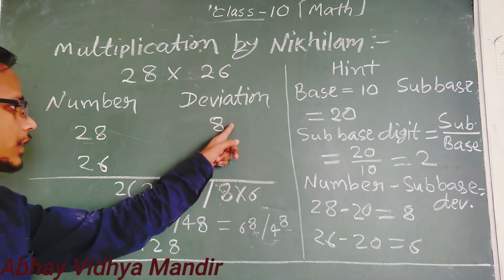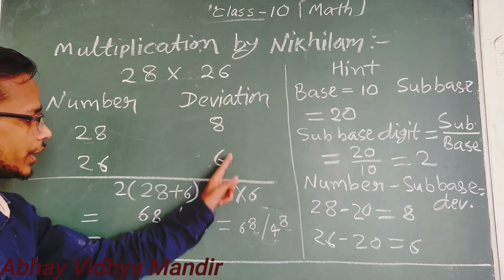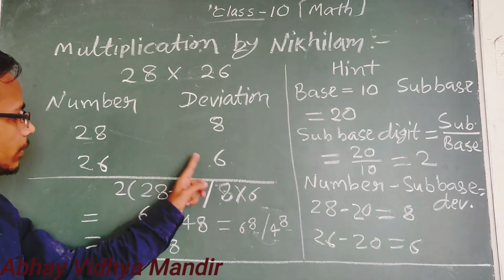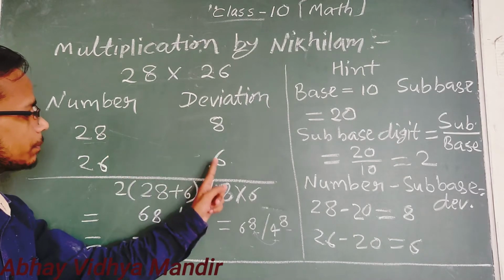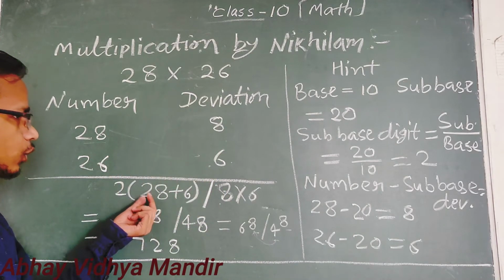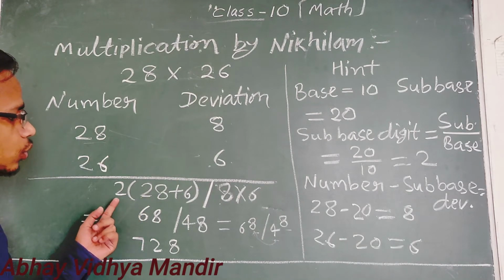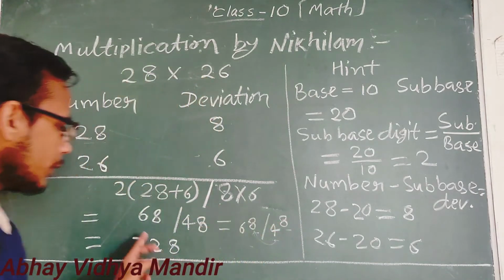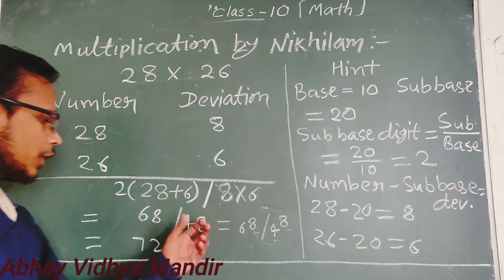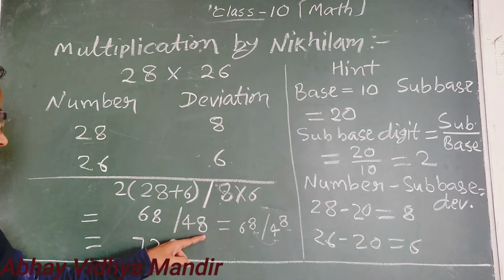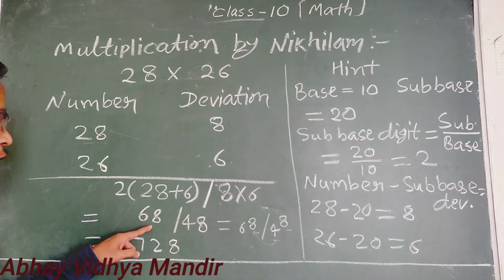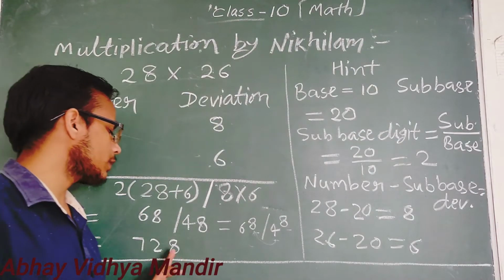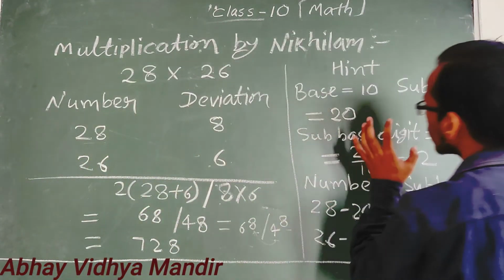Again, listen. First multiply 6 into 8, 48, and then cross add the number plus deviation. 28 plus 6, 34. 34 is multiplied with 2, 68. So 68 oblique 48. We can write in this format also if you want. Then 8, then carry is 4. 4 added to 68 is 72. So 728 is the answer of this question.